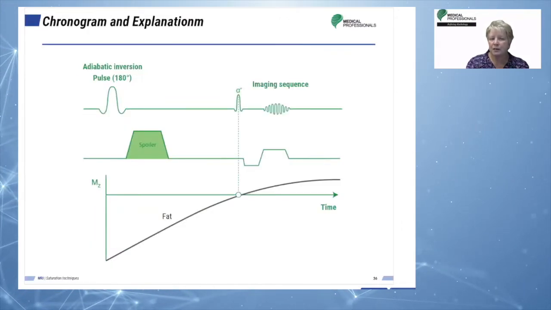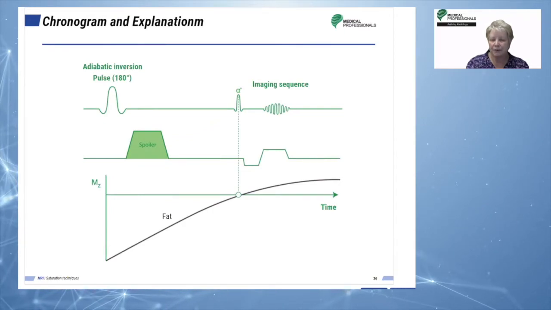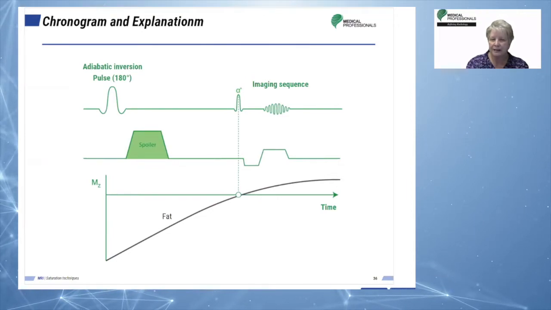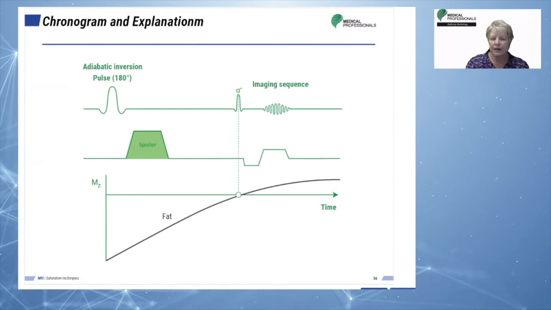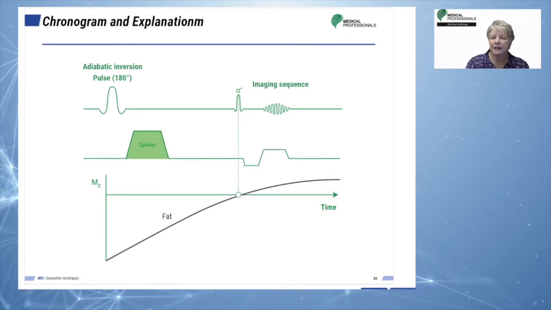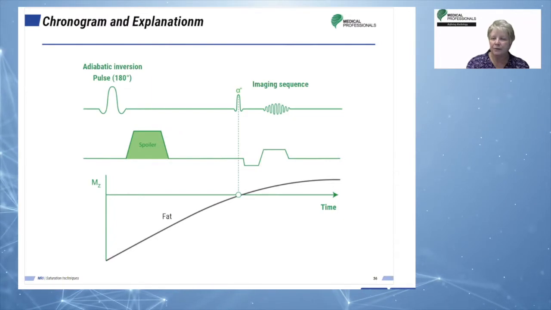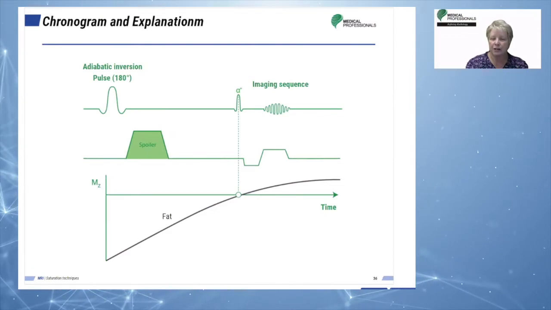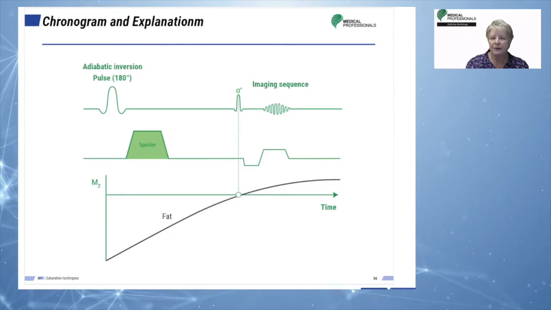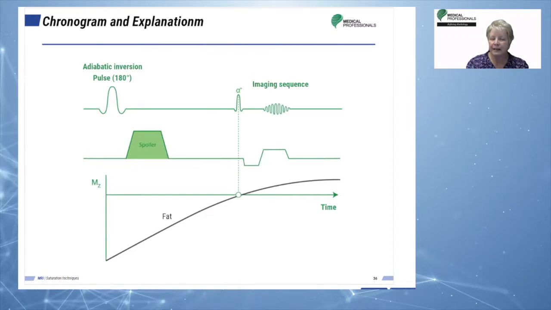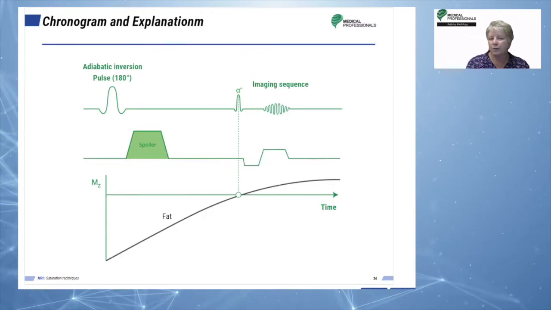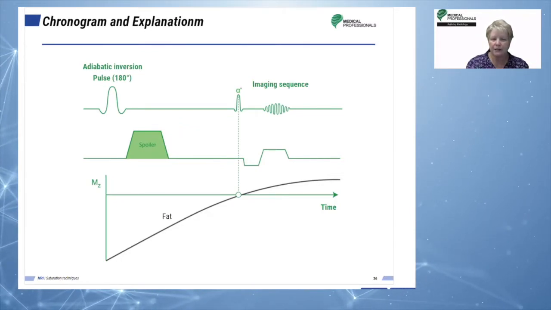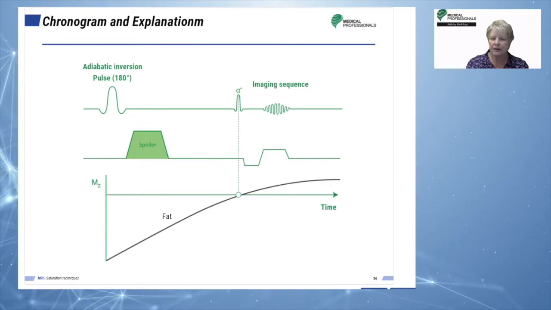So again, SPAIR, or Spectral Attenuated Inversion Recovery, is a hybrid technique combining features of both CHESS, C-H-E-S-S, and STIR. As shown in the diagram, the sequence begins with a 180-degree inverting pulse tuned to the fat resonance. This pulse inverts the longitudinal magnetization of fat so that it lies in the direction Z, along the Z-axis. Water protons are not affected. A spoiler gradient destroys any inadvertent transverse magnetization created by the pulse.